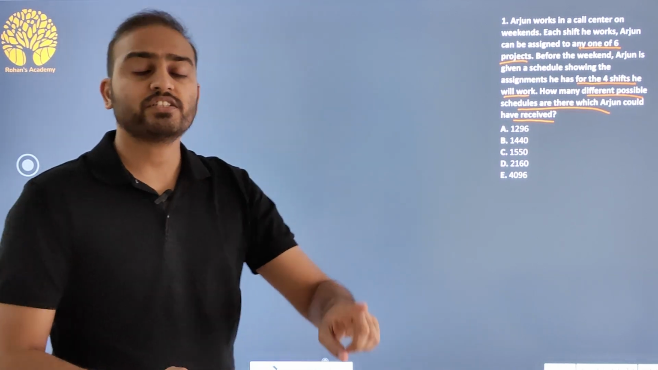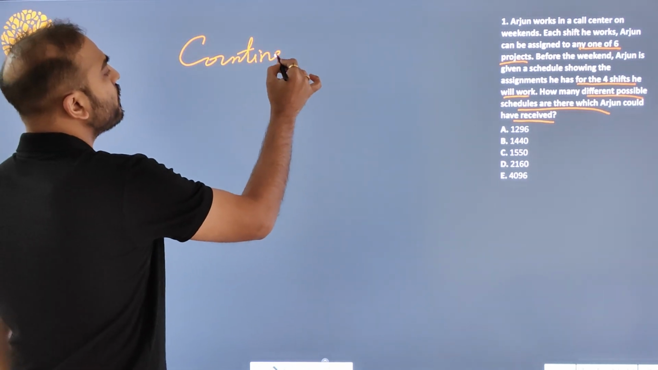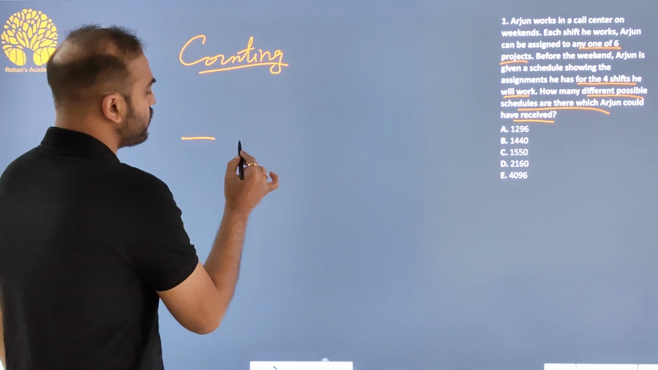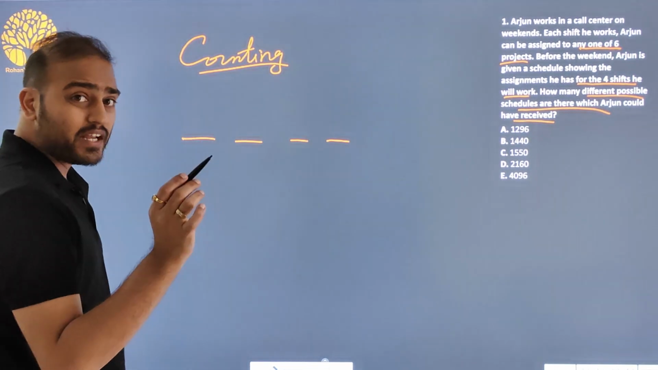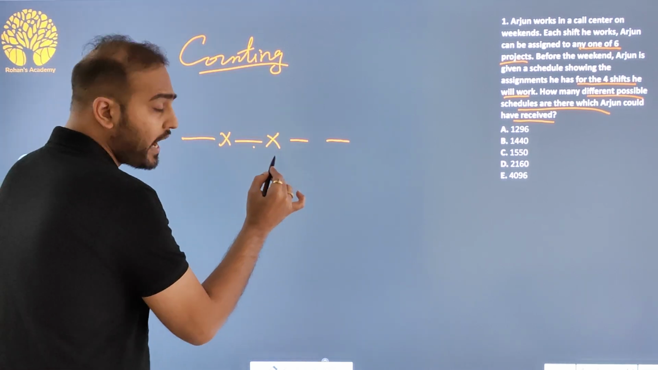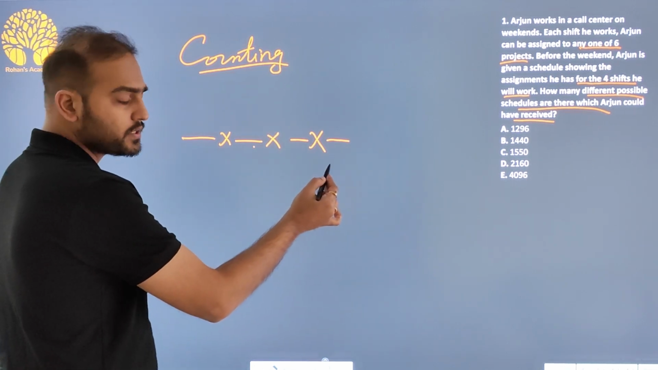Now the moment repetition is allowed, I say, okay, I will use counting. So how many shifts are there? 4. 1, 2, 3, 4. And I need to work here and here and here and here. So that is why multiplication.